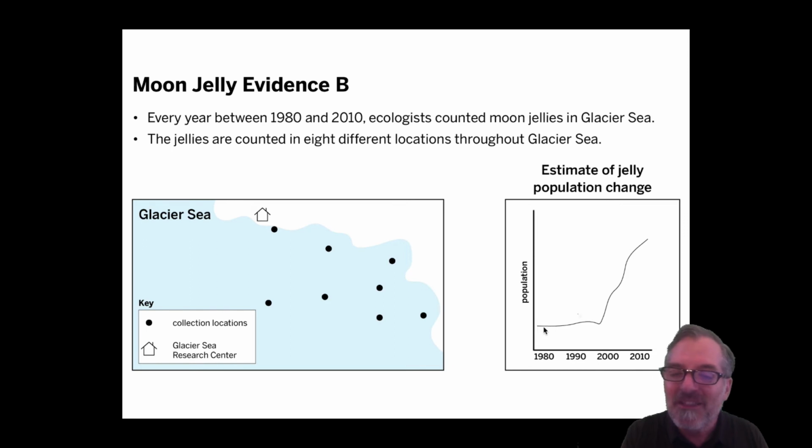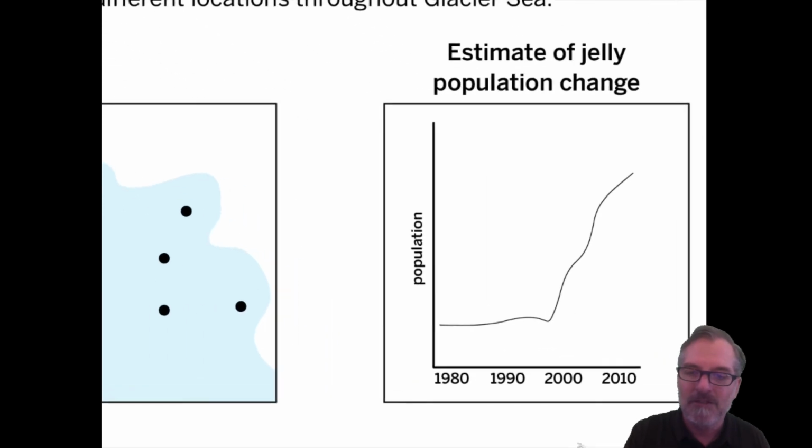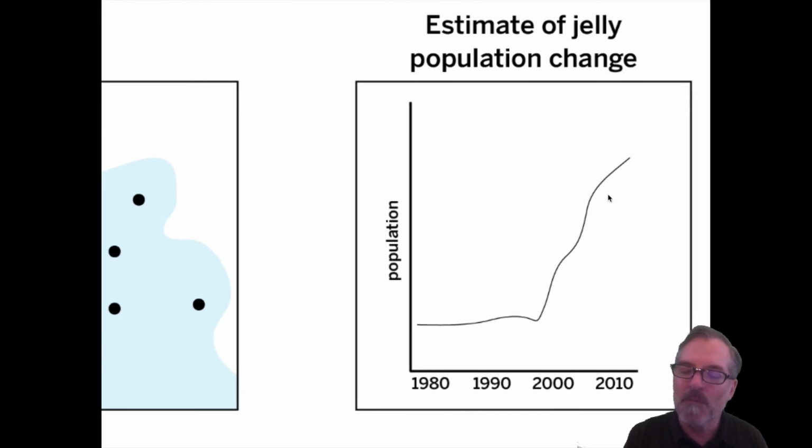You can see that it is going up, but because there are more sample sizes, the evidence criteria is going to be much stronger because there's an increase in sample sizes. And you can see that for the most part, it's staying pretty stable until about 2000, dips down a little, and then it shoots back up with this exponential growth right here. And so the big idea is that counting more jellies at different locations provides a better representation of the entire jelly population. So if you zoom in there, it's kind of like having a more powerful microscope or telescope. You're going to be able to zoom in and see more details.